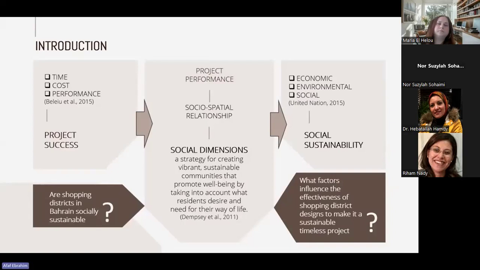According to the United Nations, it is important to measure and track economic, environmental, and social development in all nations to maintain a sustainable development in these nations. That's why social sustainability is one of the important factors and development goals that should be achieved in the projects.